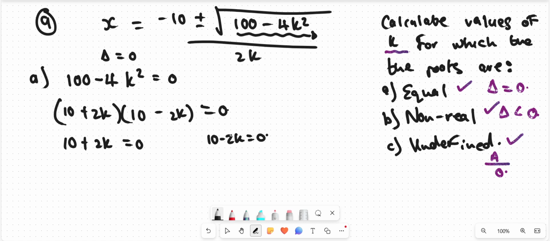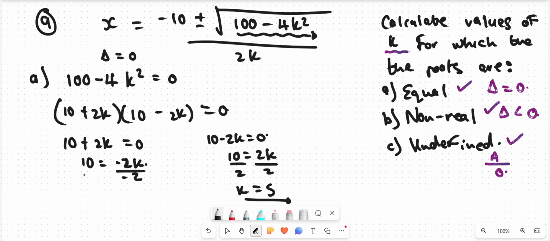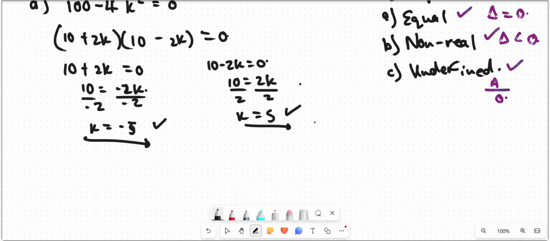So here, take it over, it's a positive 2k, divide by 2, divide by 2. And so k is 5. And for this one, 10 is equal to negative 2k. Divide by negative 2, divide by negative 2, k is equal to negative 5. So what does this mean? It means if I substitute negative 5 or positive 5 for k there, then these roots are going to be equal. They're going to give me one root, or two roots that are the same number.